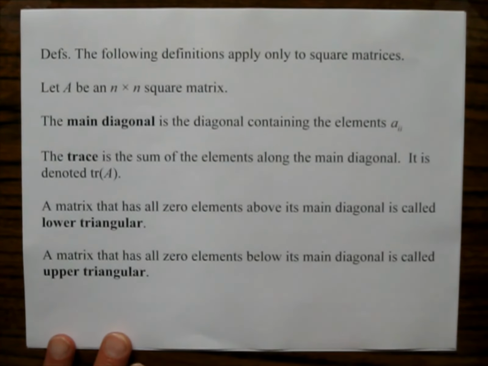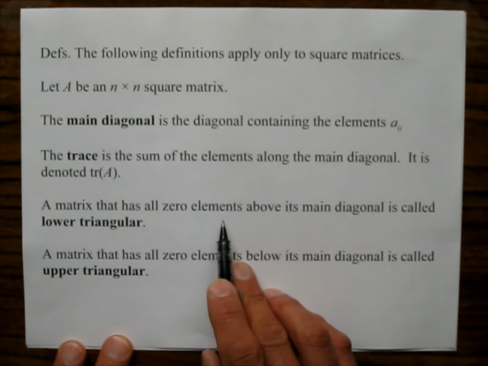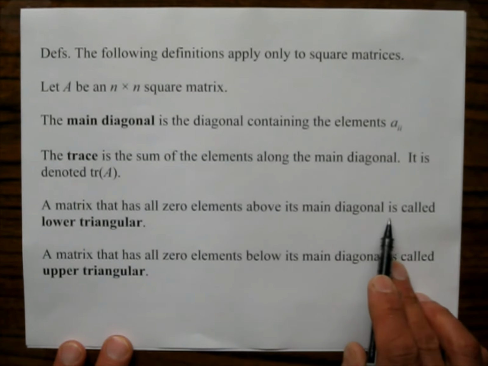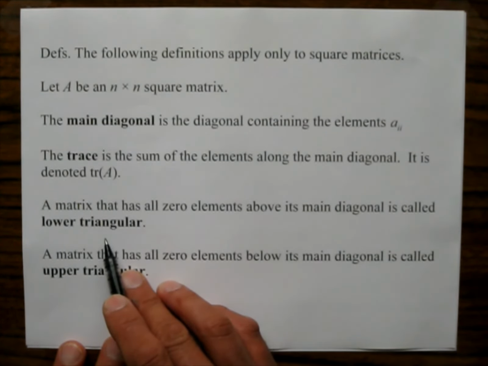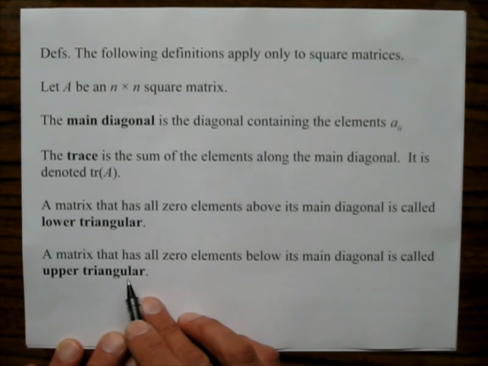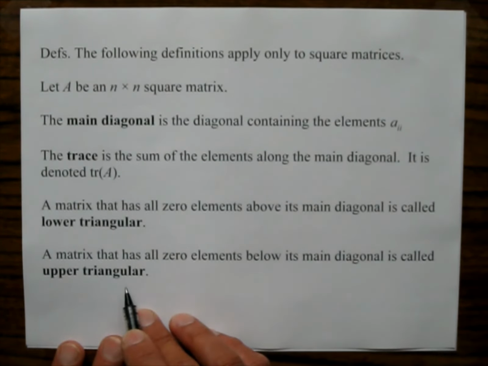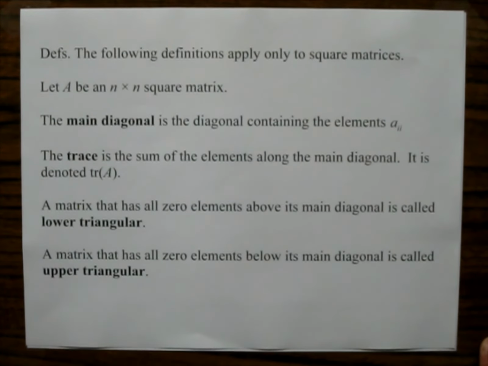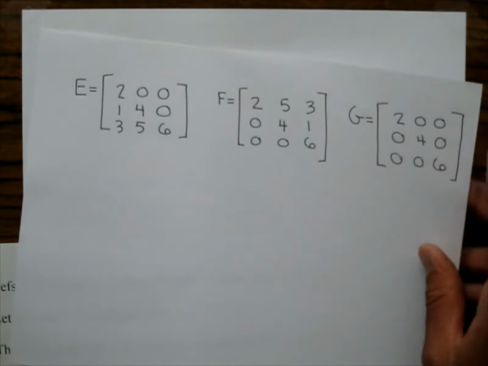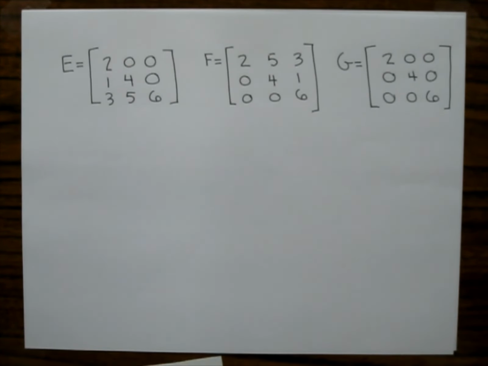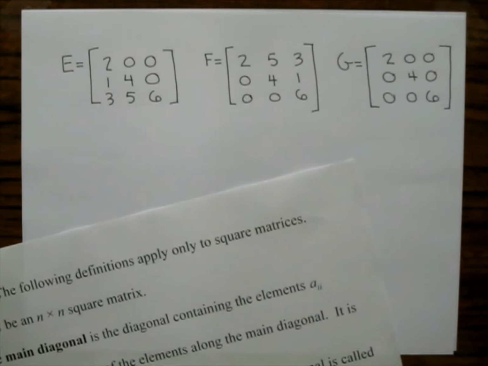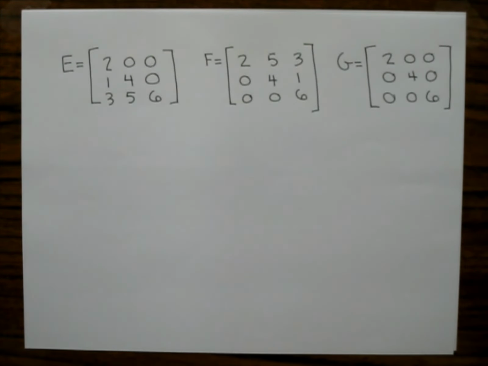Okay, let's continue here. A matrix that has all 0 elements above its main diagonal is called lower triangular. A matrix that has all 0 elements below its main diagonal is called upper triangular. So we have lower triangular and upper triangular. Let's talk about those a little more with these 3 examples. We said lower triangular is a matrix that has 0 elements above its main diagonal.